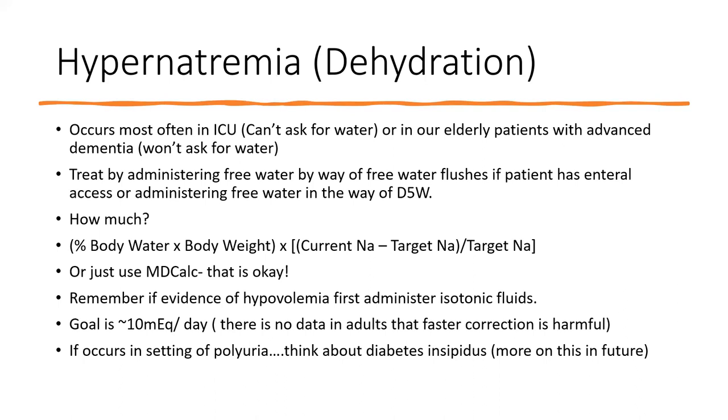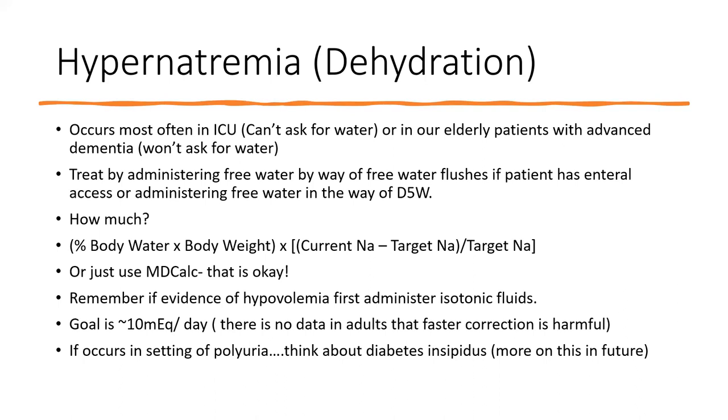The way you calculate that is you can go to MDCalc and type it in. But remember, if your patient's putting out 4 liters of urine and they're hypernatremic and you just replace what their deficit is, you're still going to be behind. So always keep in mind the urine output. If it's super high, give more free water than you would think.